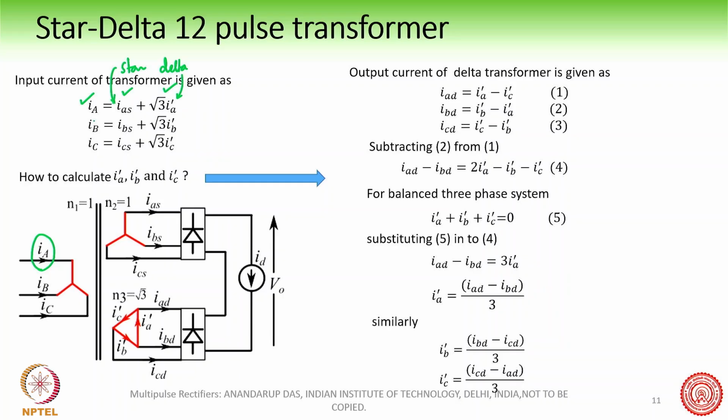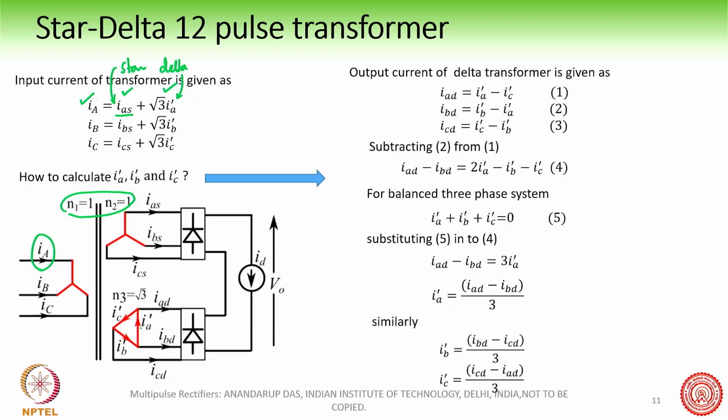Okay, so I capital A is nothing but, because we have N1 and N2 equal to 1:1, I capital A is IAS coming directly from the star. Okay, N1 I1 is equal to N2 I2, MMF balance, and so therefore I capital A is equal to I small as. And what about the delta contribution?